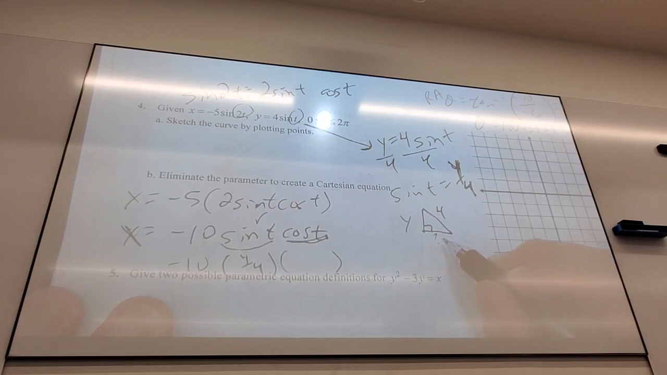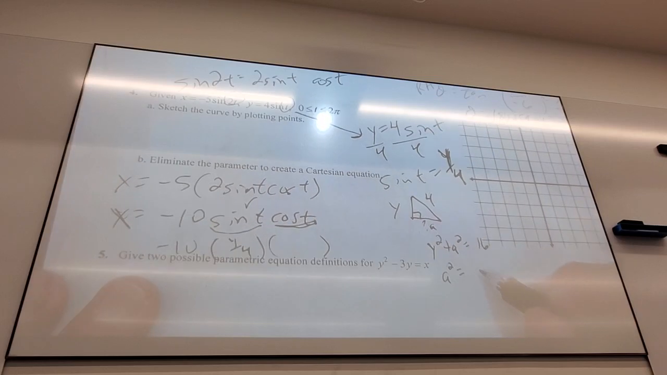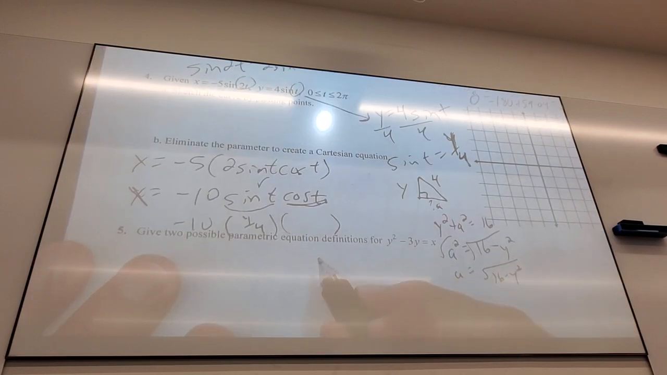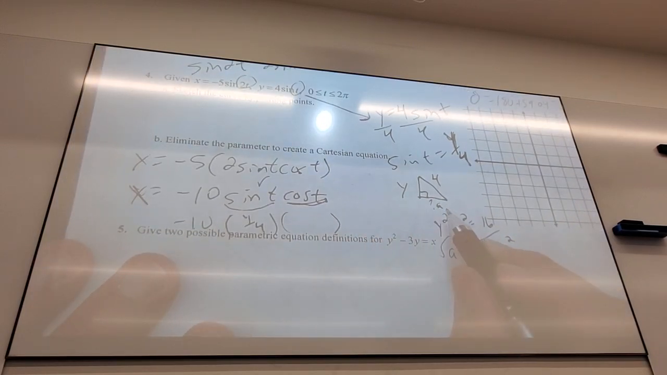So if you just give it a name, don't call it x because x already exists. We're just going to call it a. What equation can you set up? y squared plus a squared equals 4 squared, which is 16. Trying to solve for a, right? a squared equals 16 minus y squared, so a equals the square root. We always assume these are positive just because it's a physical triangle. So now I know that's the square root of 16 minus y squared. What's the cosine of this angle?